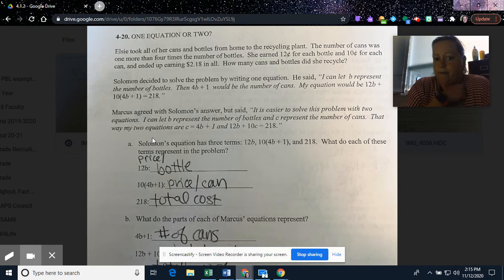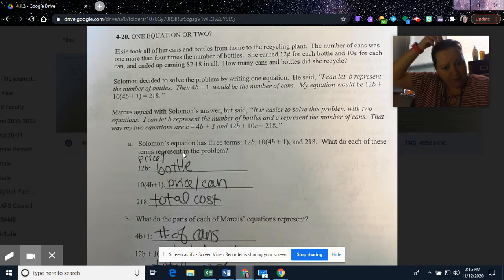Solomon thinks to solve the problem by writing one equation. He said, I can let B represent the number of bottles, so then 4B plus 1 would be the number of cans. My equation would be 12B plus 10 times 4B plus 1 equals 218. Marcus agreed with Solomon's answer, but said it's easier to solve this problem with two equations. I can let B represent the number of bottles, and C represent the number of cans, and then that way, my two equations are C equals 4B plus 1 and 12B plus 10C equals 218.